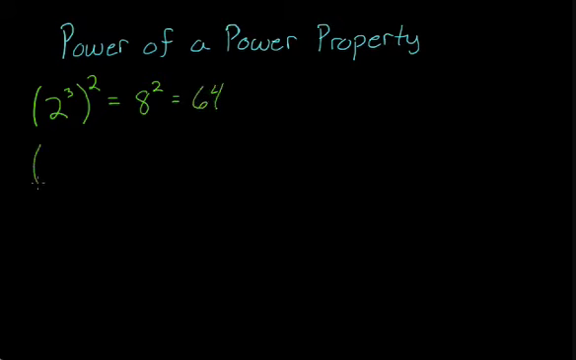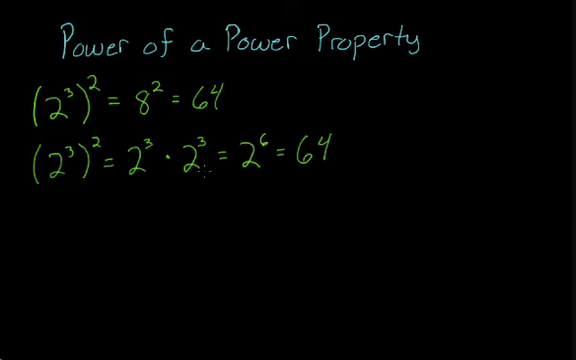Another way of looking at this is we take the expression in the parentheses and we actually perform the operation on the outside of the parentheses. We square that value. So if we're going to square 2 cubed, we're just going to multiply it by itself, where we get 2 cubed times itself. We can use the product of powers property to simplify this to 2 to the 3 times 2 to the 3 is 2 to the 3 plus 3, which is 2 to the 6th power, which is also 64.